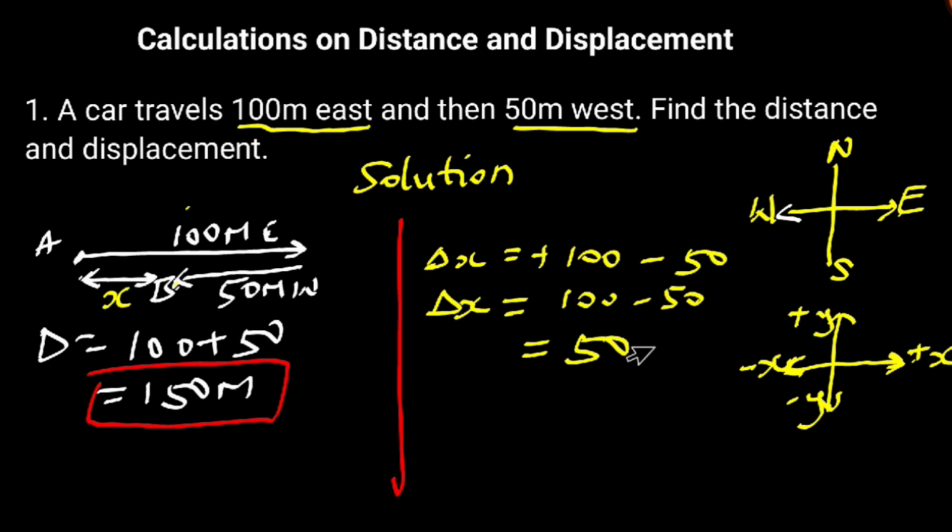And so this is 50 meters, and then the direction is west because this car is still moving towards the west direction. Alright, it's going to the east direction and then turned back and started going towards the west. So this is 50 meters west. So this is going to be the answer to this particular question. So let's go to question number 2.